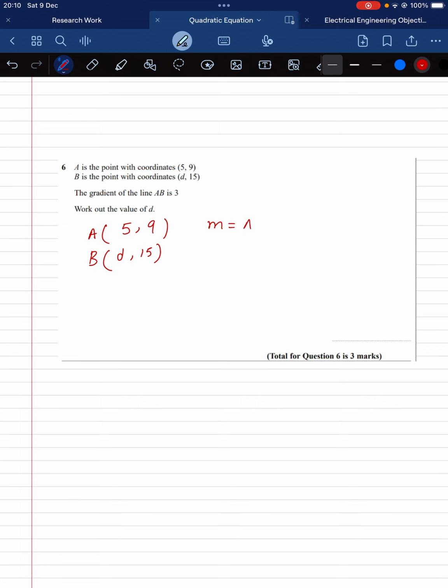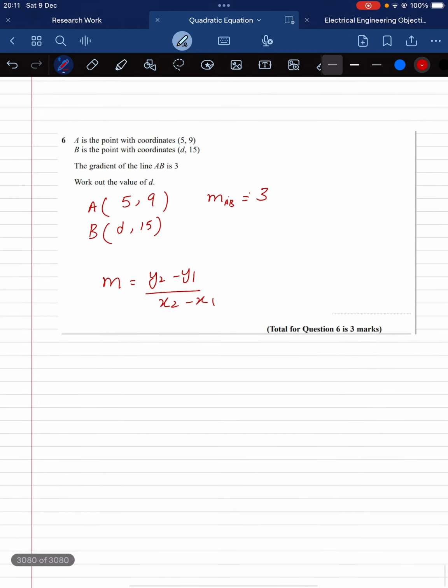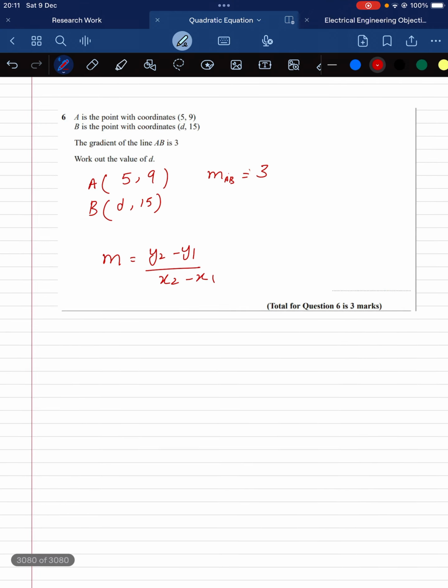So we are already given the slope of AB is equal to 3. Now we need to find the value of D. We know that slope, in the last lecture we learned the formula of the slope, that is y2 minus y1 over x2 minus x1. Now we just place the values and we will find the value of D.